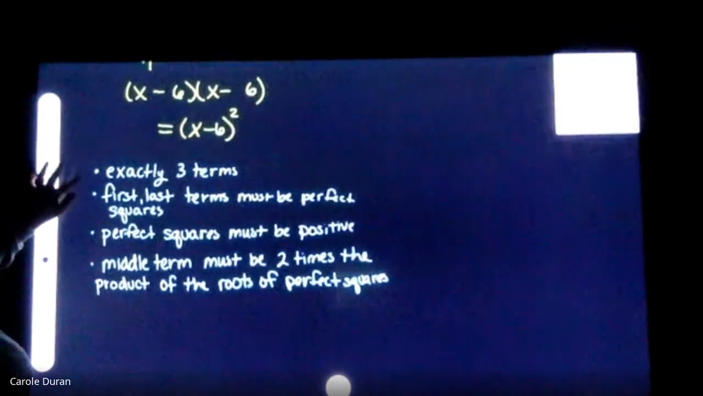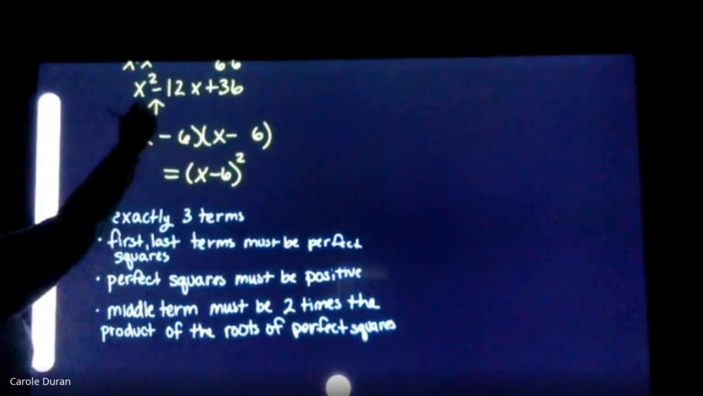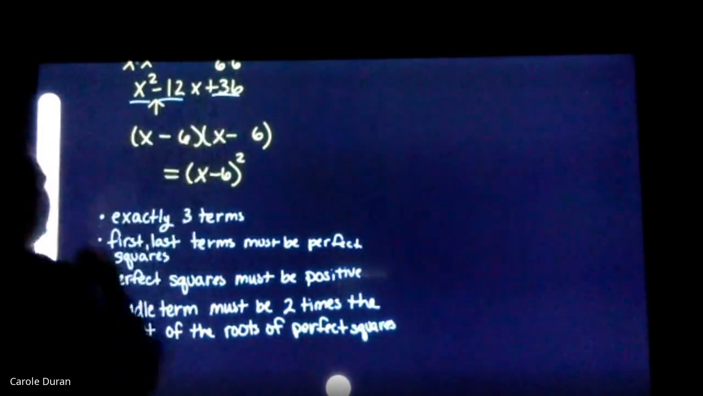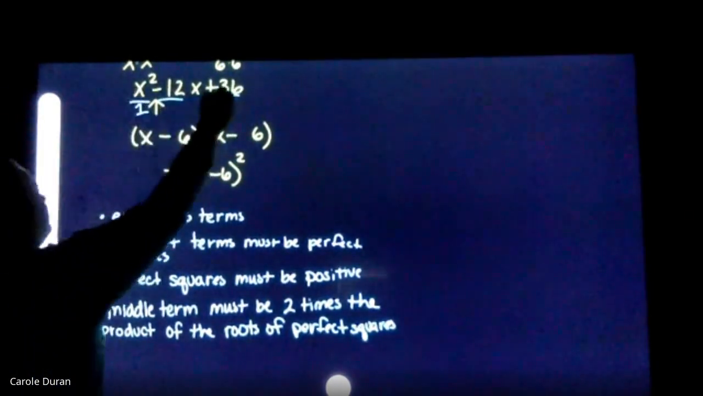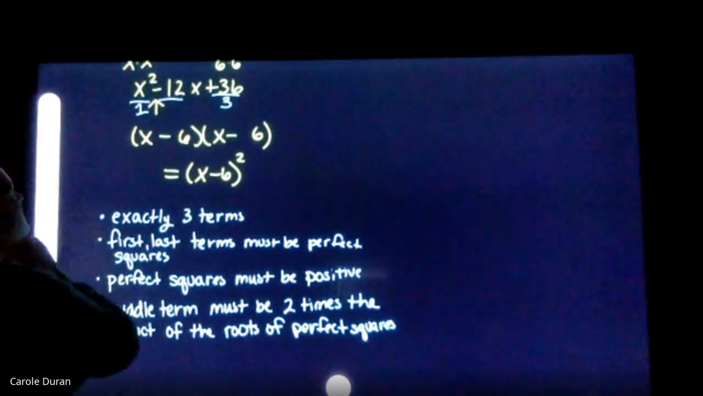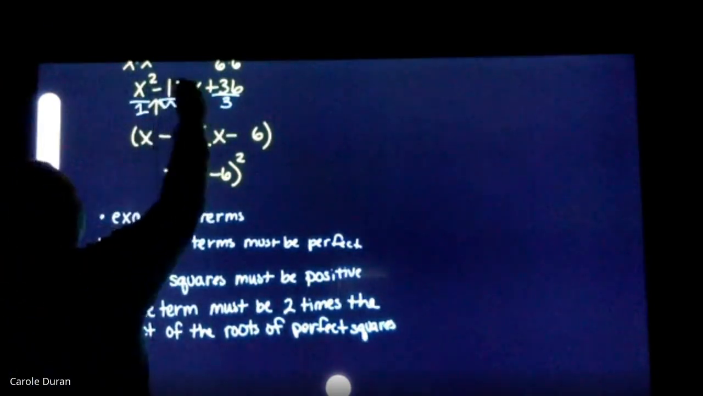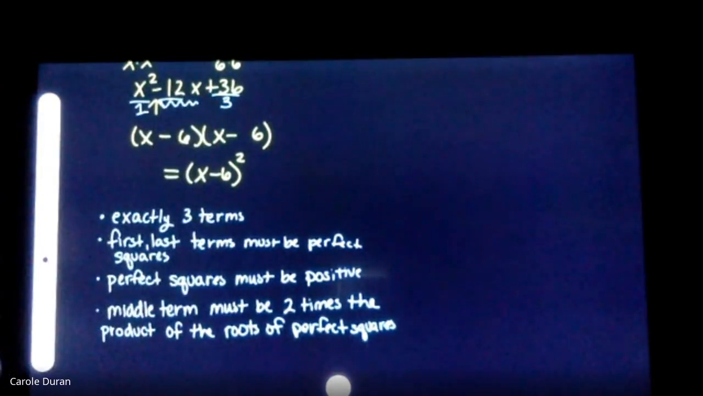If you notice, all of these things apply when we were looking at x squared minus 12x plus 36. It has 3 terms. The first term and the third term were both perfect squares, because x squared is x times x, and 36 is 6 times 6. The perfect squares must be positive. Well, x squared is positive and 36 is positive, so that applied. And the middle term, negative 12x, we really just focus on the number of the variable, so 12x, must be 2 times the product of the roots of the perfect squares.